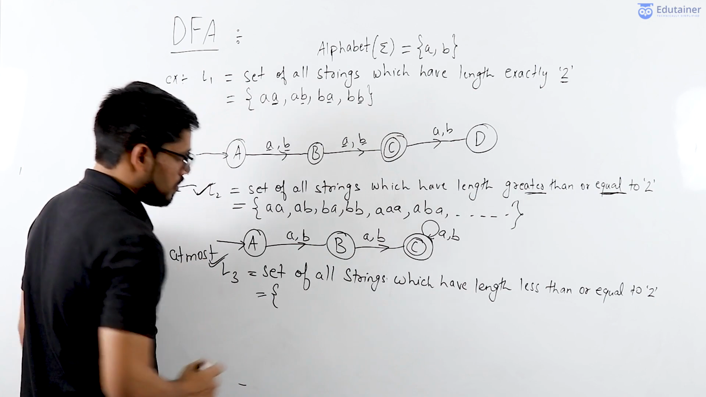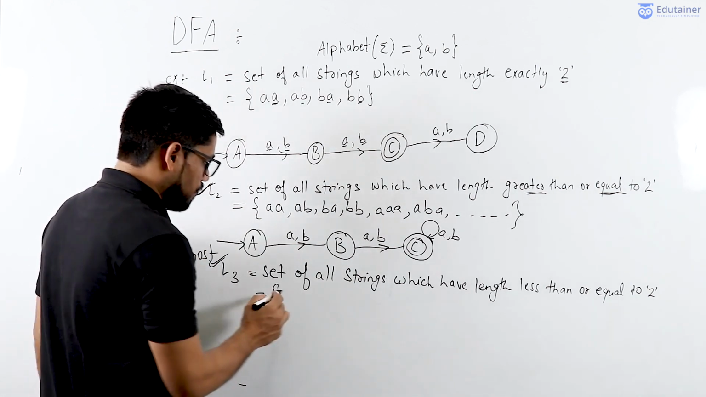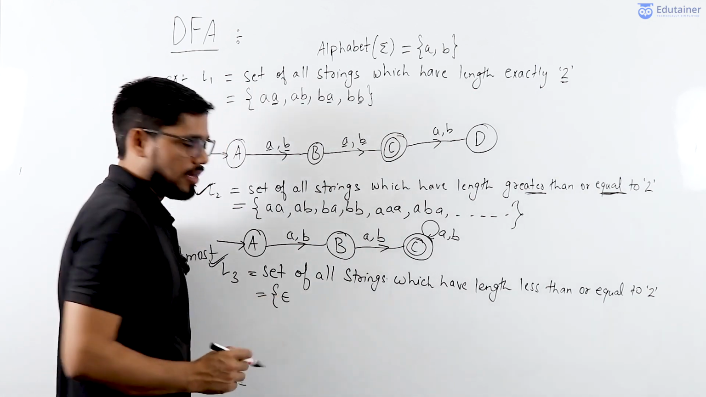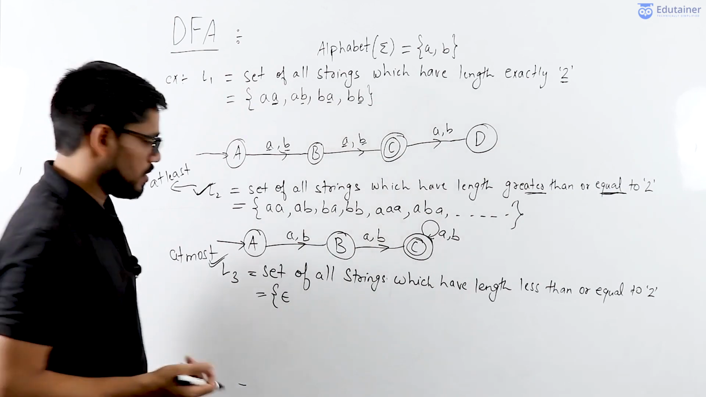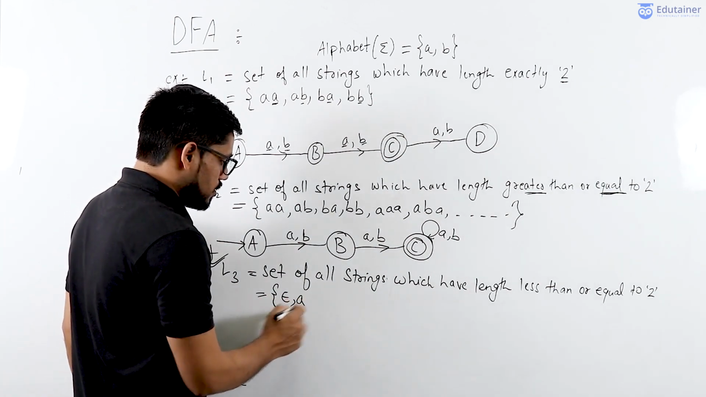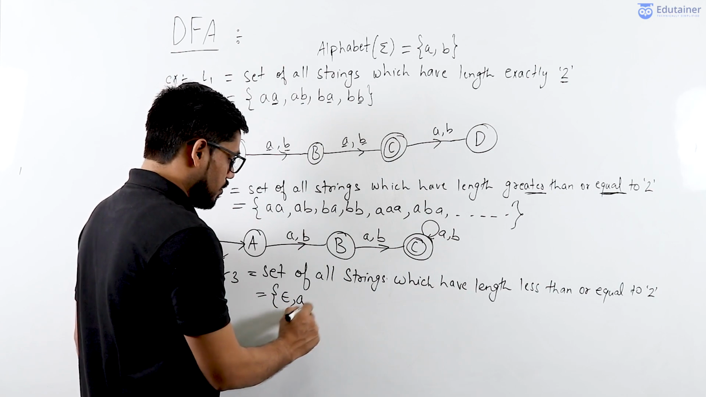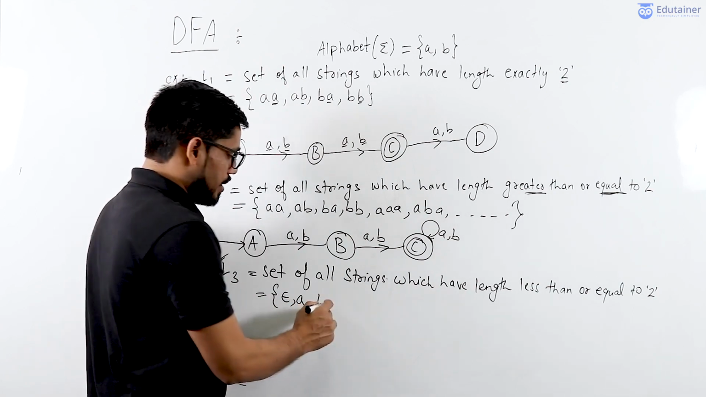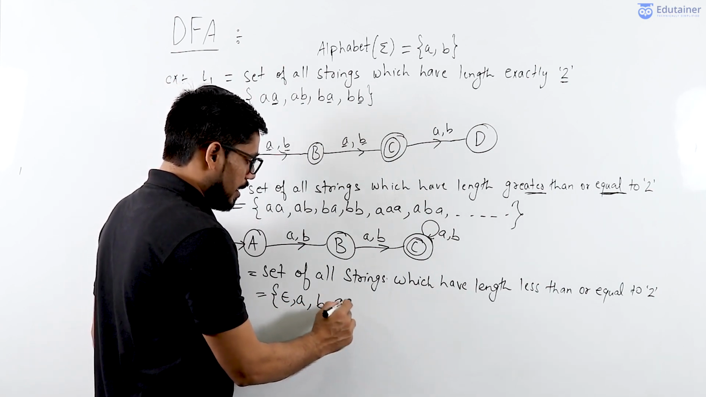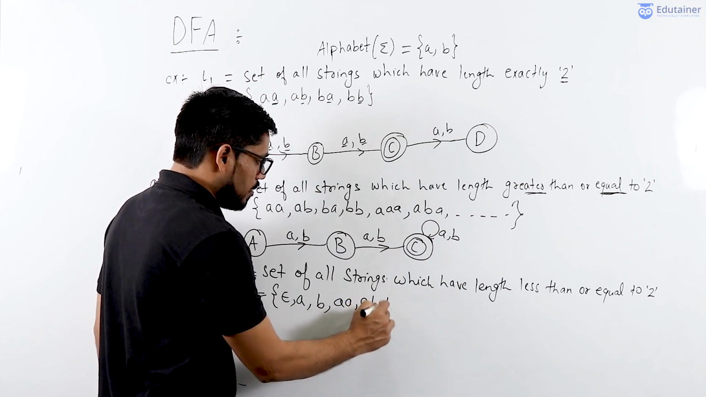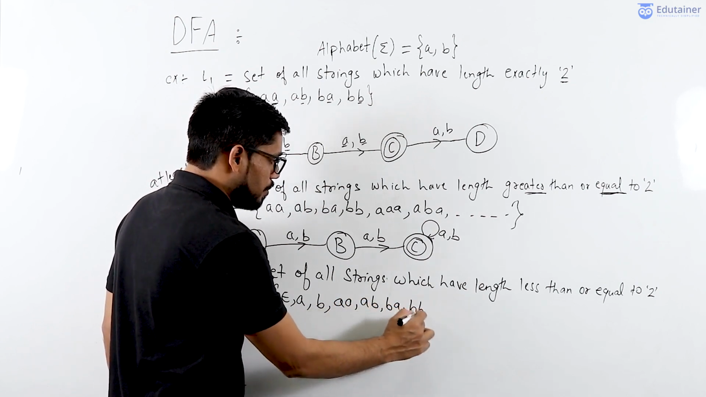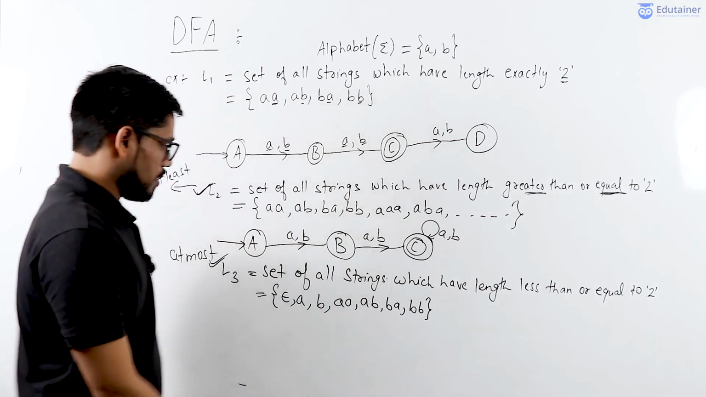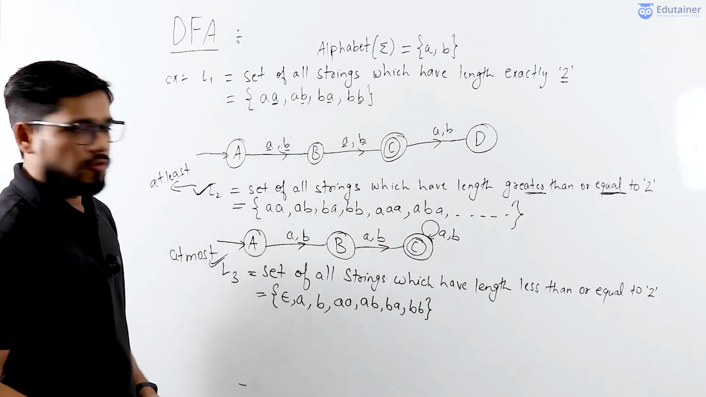So the possible strings in this language will be epsilon. Epsilon is the 0 length string. Then single length strings will be A and B, and then 2 length strings will be AA, AB, BA and BB. Okay, can you draw the DFA for this language?